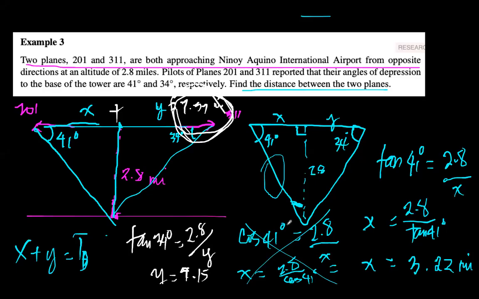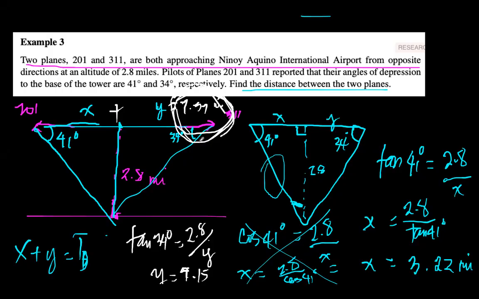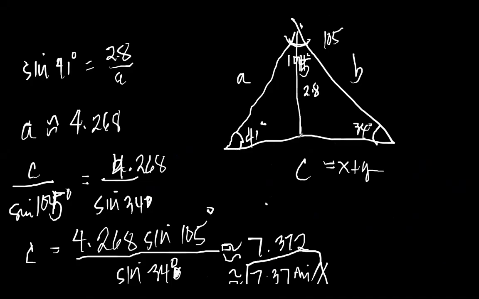Ayan. So which means that we got the same answer here and here, with the use of different methods. Did you understand that, guys? Nakuha na po ba yun?